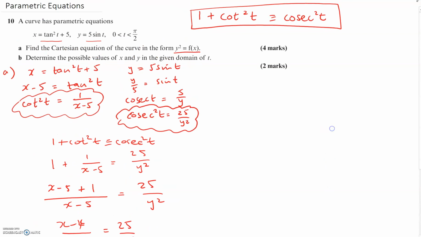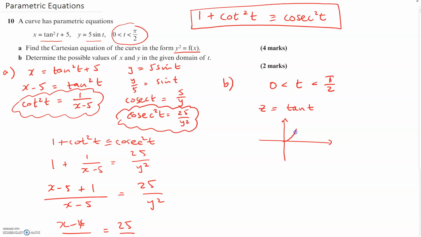So coming over to part B, it says determine the possible values of x and y in the given domain of t. So this is the given domain of t. So as t ranges between 0 and pi over 2, let's have a think about what happens to x and y. Again, x is in terms of tan squared t. We can consider what happens for tan t. So let's pretend that we've got something else, z equals tan t, and think about what the graph of that looks like.